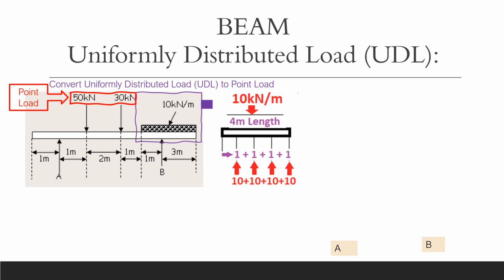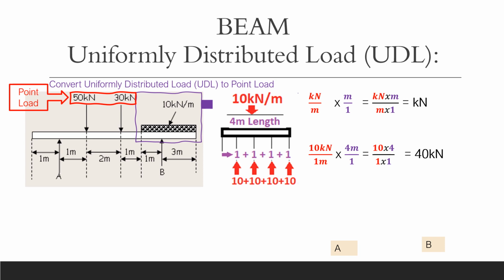Well, if you look pictorially, the idea of having 10 kilonewtons per meter, if you've got a 4 meter length, it means it's 10 kilonewtons for every meter length. So you just add them up and it's 40. If you're thinking formula wise, this is the formula.